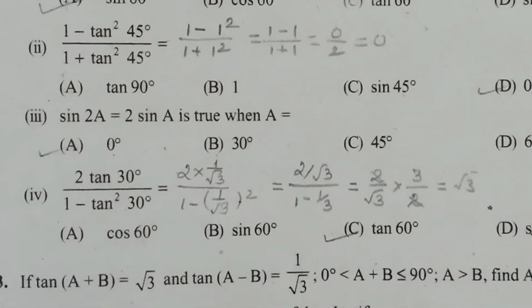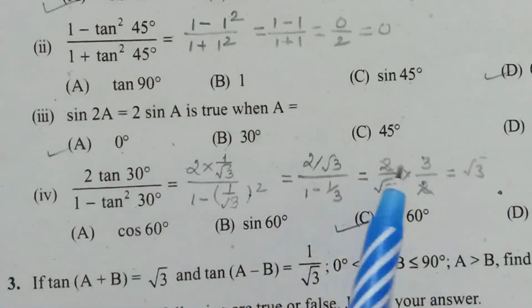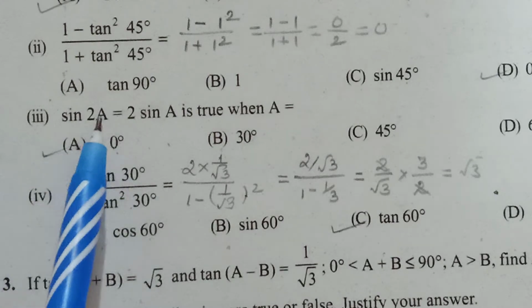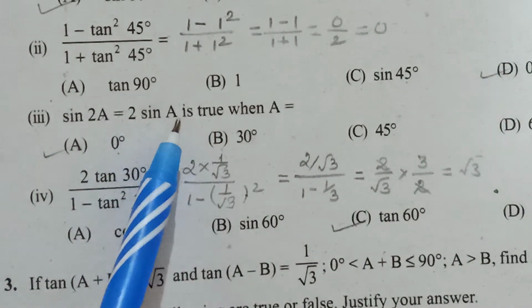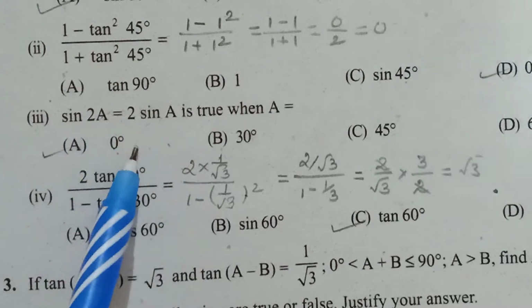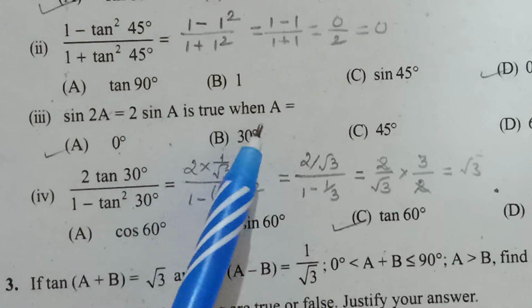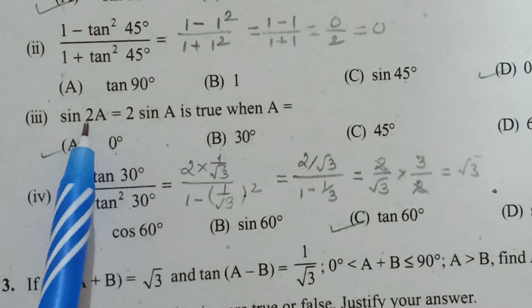Then sin 2a is equal to 2 sin a is true for which value of a? You can do this by substitution. If you put a as 0, then sin 2 into 0 becomes sin 0, which is 0. And this becomes sine of 0, which is 0. So 0 into 2 is also 0. So this is coming true. Left hand side is equal to right hand side. For any other value, if you put a as 60, this becomes 30, sorry.